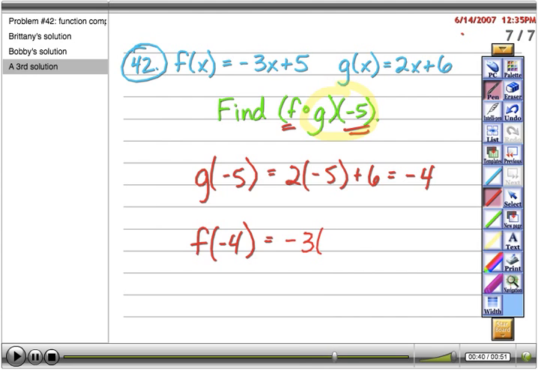And so we'd have 12 plus 5 and we'd end up with 17. So that's like a third way you could get the same answer. They all work just fine. Okay? Make sense?